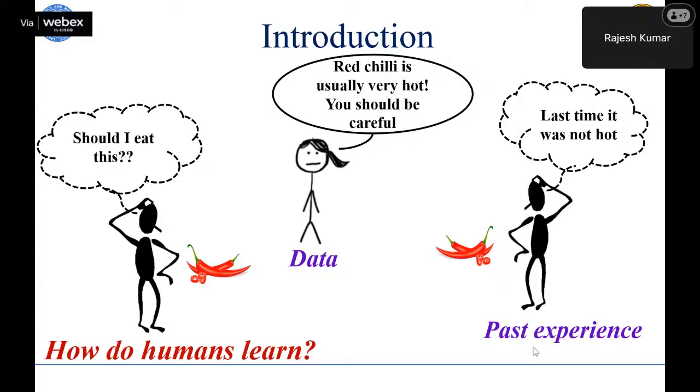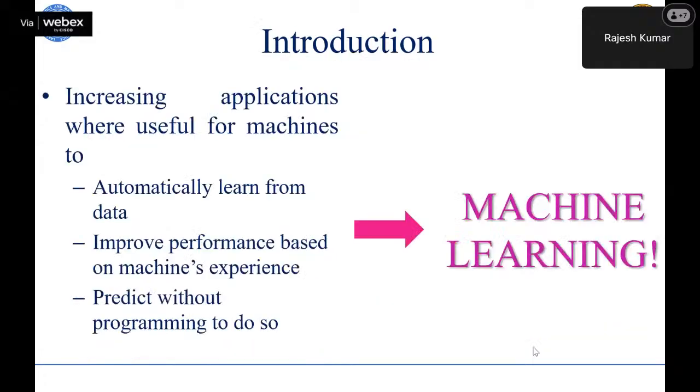We use data and we use past experience to make our decisions. So that is the way we do it as humans, and then we learn from that. We take certain actions and then we learn, and then we modify our experiences, and then we modify our perception about things. And the same we want to be done by the machines also.